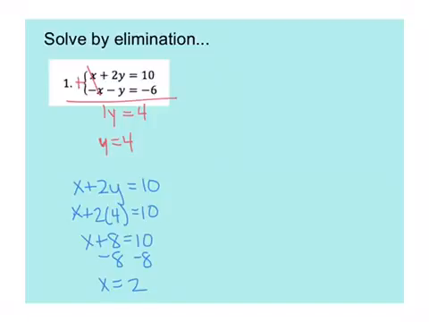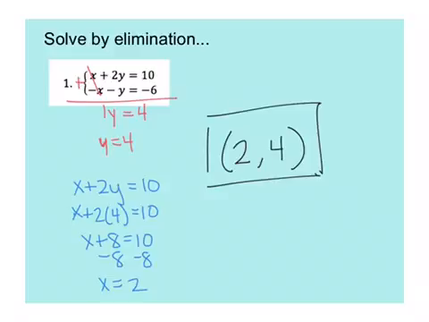Your final step is to go ahead and write this out as a point. So my x value was 2. My y value was 4. This is my solution that makes both of those equations true.